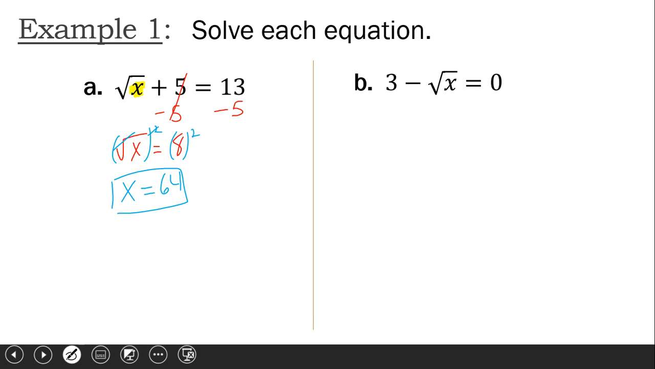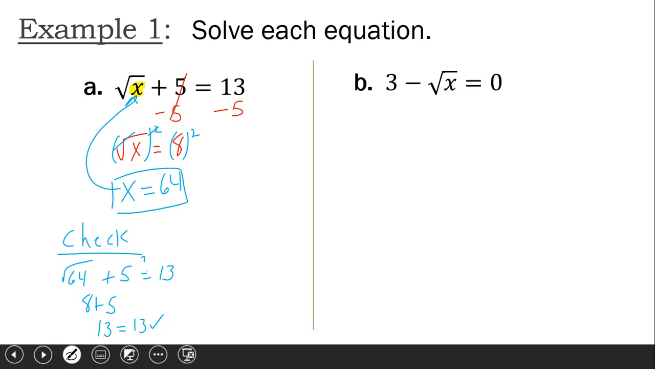All right, if we want to check my work here, let me plug 64 back into our x value. Is the square root of 64 plus 5 equal to 13? Well, the square root of 64 is just 8. 8 plus 5 is 13, so 13 is equal to 13. Let's take a look at our next example.